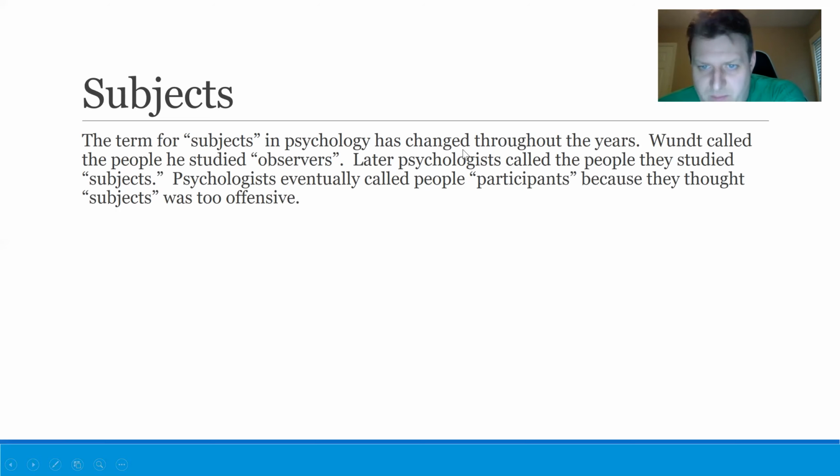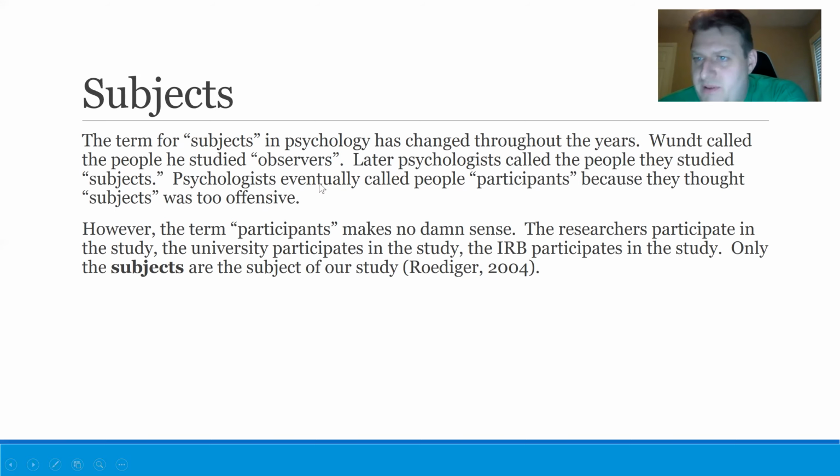But I hate the term participant. All right, participant doesn't make any sense. One, it's longer than subject, so we're actually wasting space in using the term participants. Two, there are many people that participate in the study. The experimenter participates in the study. The subjects participate in the study. The IRB participates in the study. Okay, the confederate participates in the study. Everybody participates in the study. It's not a very accurate description of what's going on.